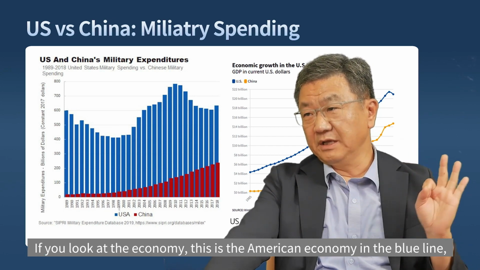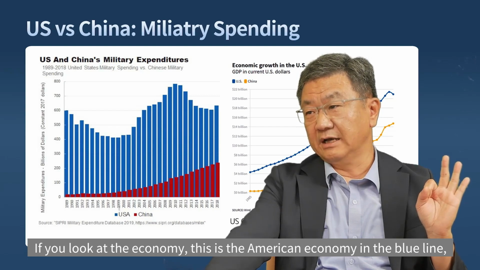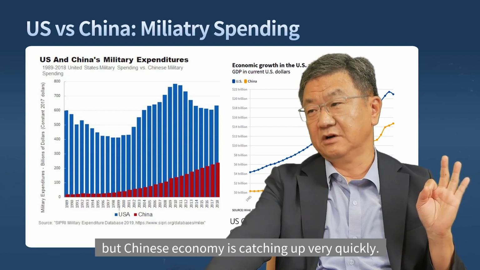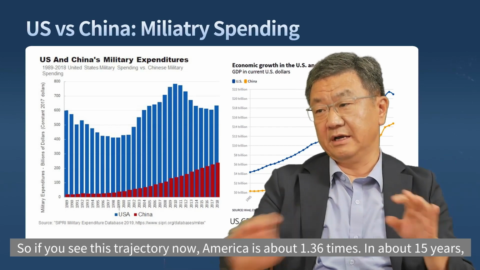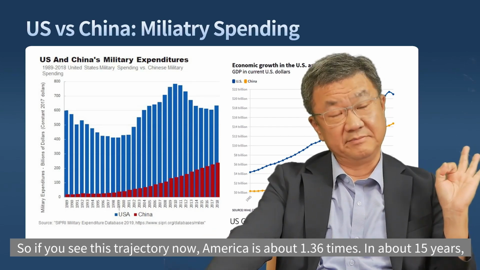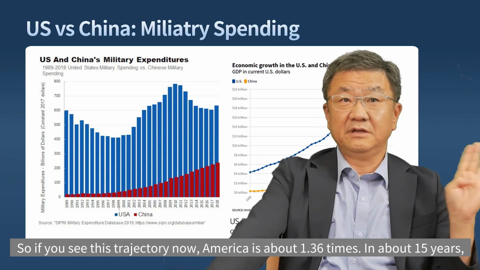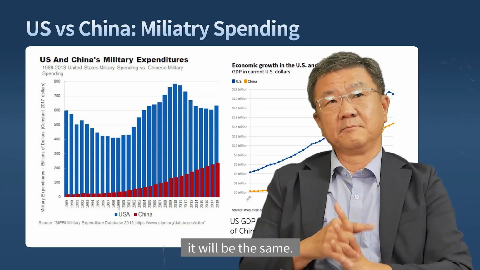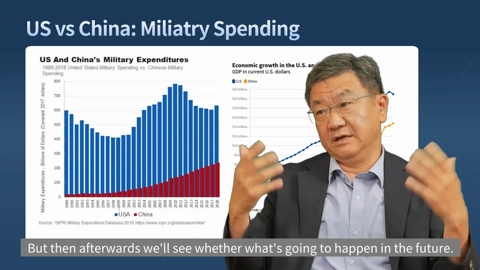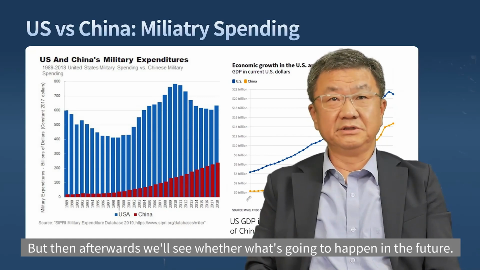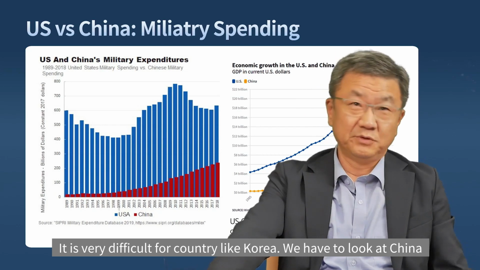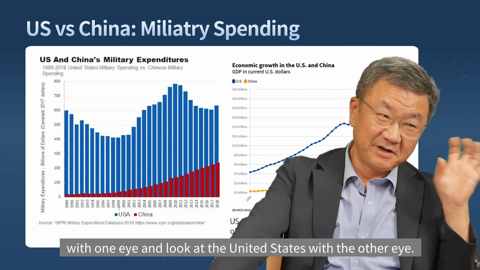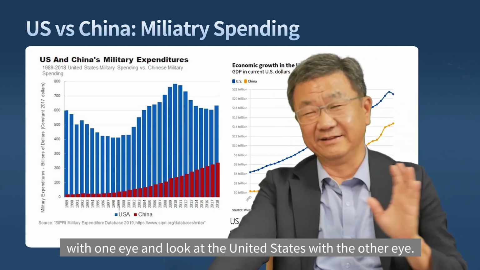But if you look at the economy, this is the American economy in the blue line, but the Chinese economy is catching up very quickly. So if you see this trajectory, now America is about 1.36 times. In about 15 years, it will be the same, right? But then afterwards, we'll see what's going to happen in the future. It's very difficult for a country like Korea because we have to look at China with one eye and look at the United States with the other eye.